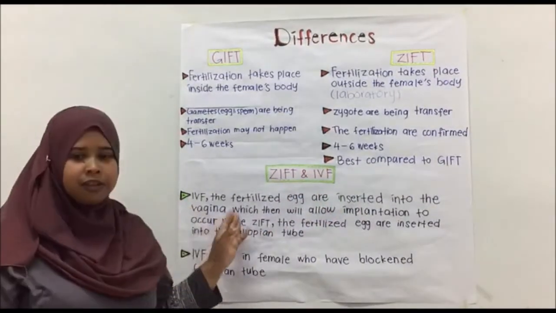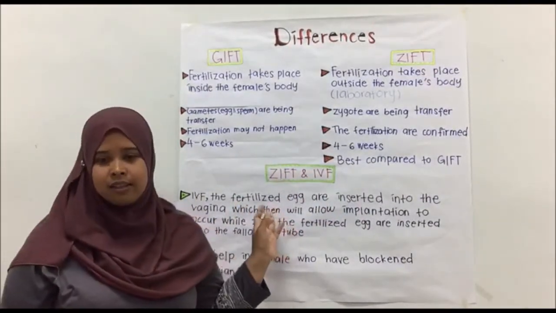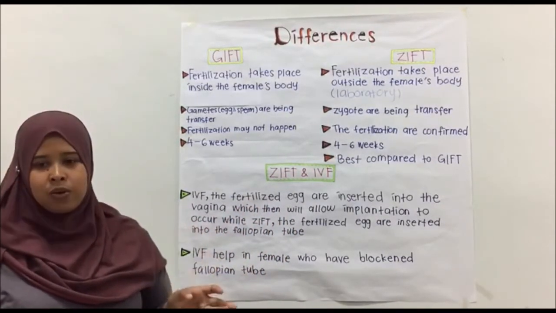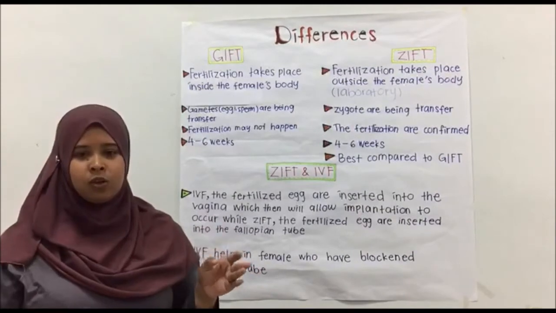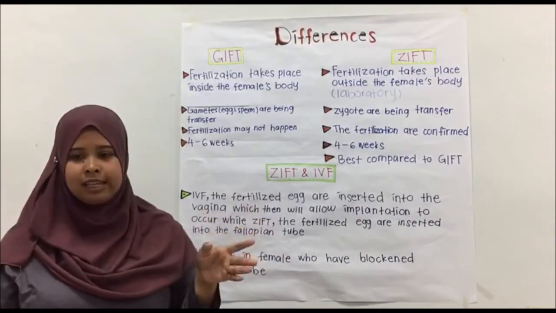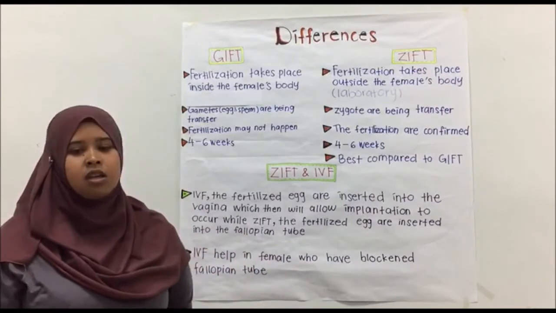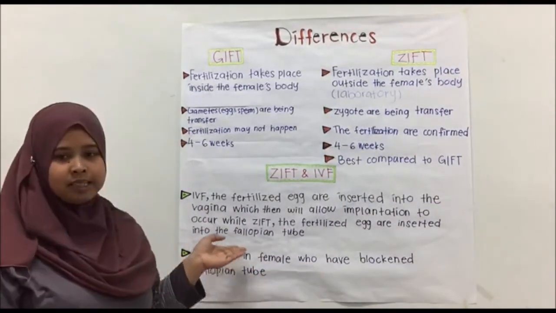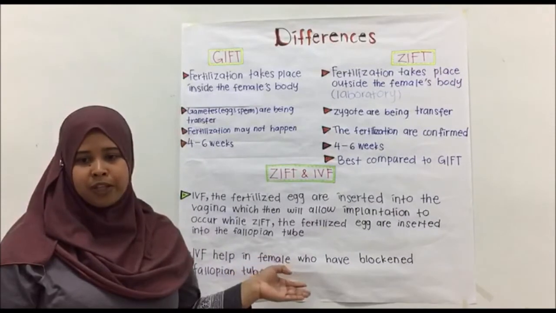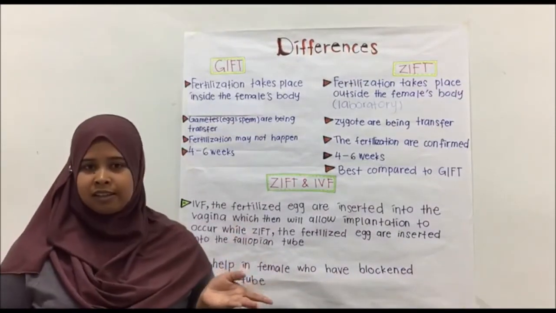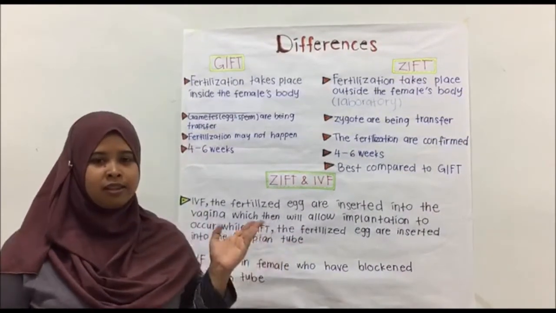For IVF, the fertilized eggs are inserted into the uterus, which then allows implantation to occur, while for ZIFT, the fertilized egg is inserted into the fallopian tube. The second difference is that IVF helps women who have blocked fallopian tubes. For further understanding, you can watch the next video.